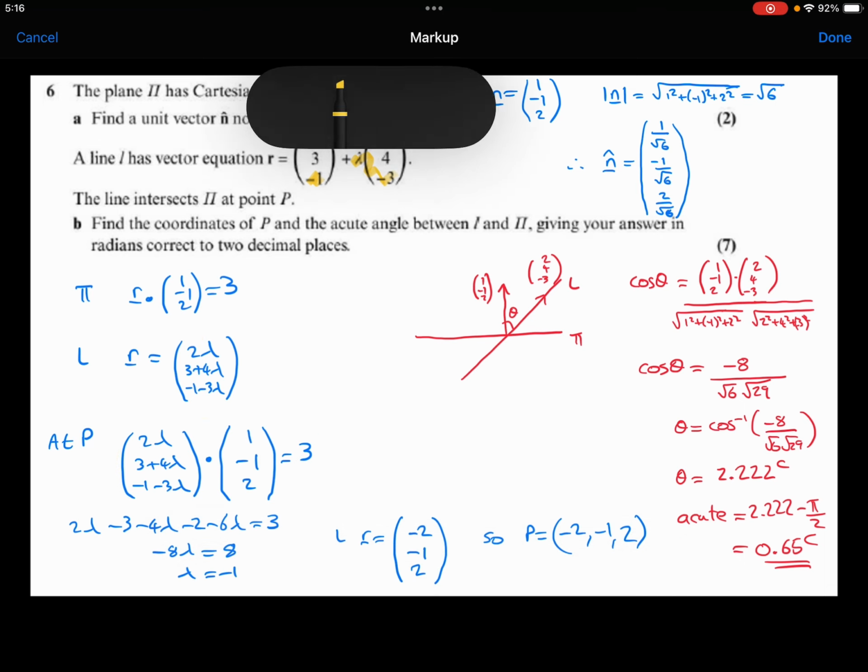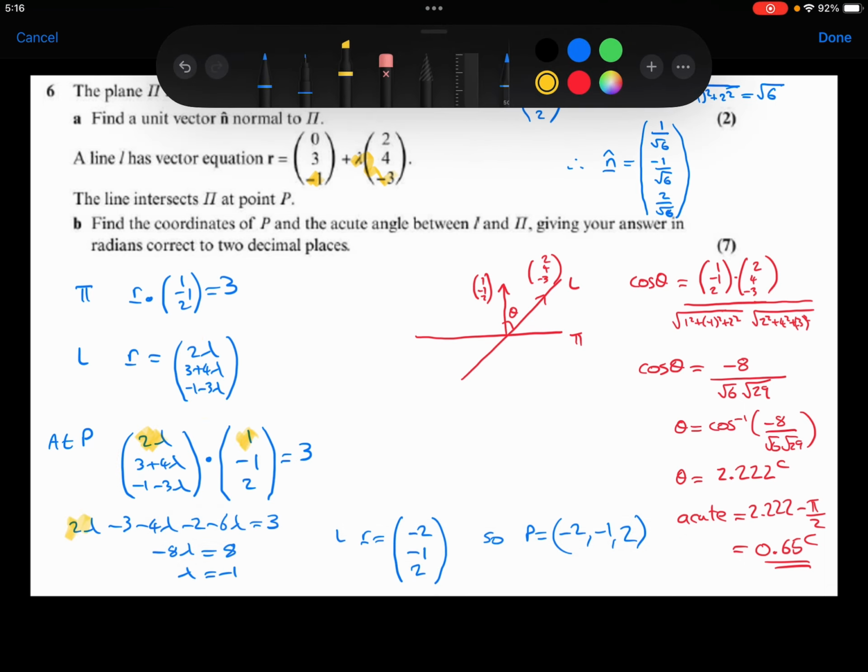Multiplying out that dot product, we've got the 2 lambda times the 1. We've got the 3 plus 4 lambda times the minus 1. And then we've got the minus 1 minus 3 lambda times the 2. Equaling 3. Collecting the lambdas, we get minus 8 lambda. And then I've added 3 and added 2 to both sides. So I found that the line will intersect the plane when lambda is 1.